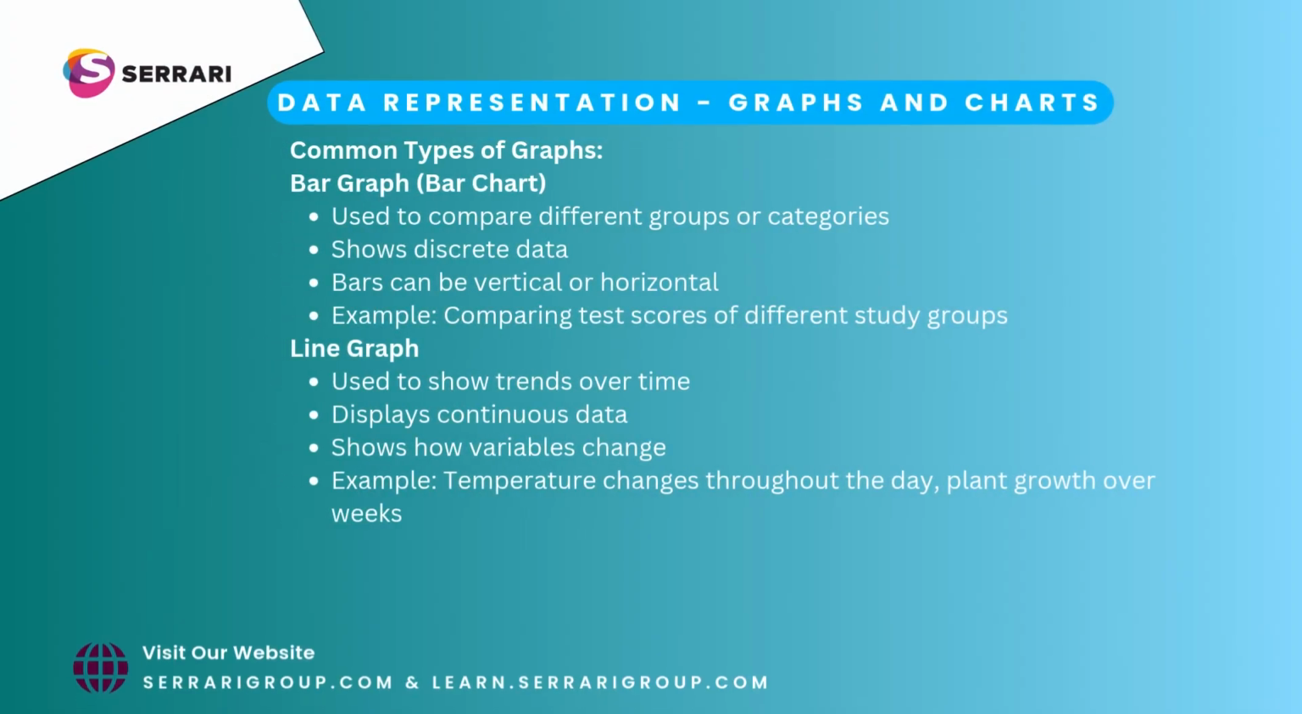Common types of graphs. Bar graph, or bar chart. Used to compare different groups or categories. Shows discrete data. Bars can be vertical or horizontal. Example: comparing test scores of different study groups.